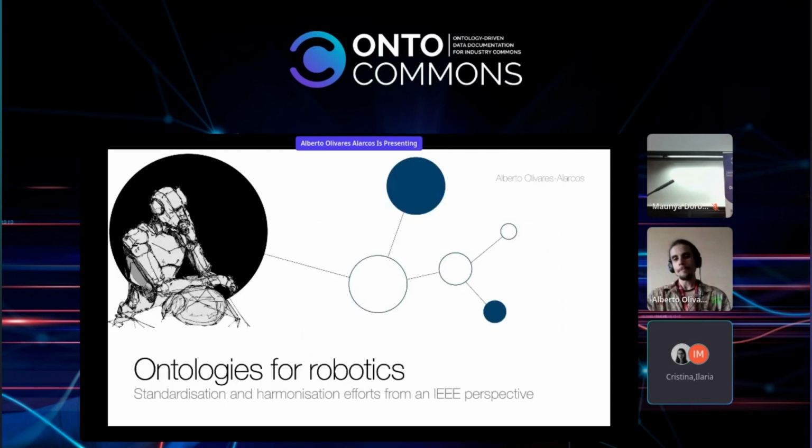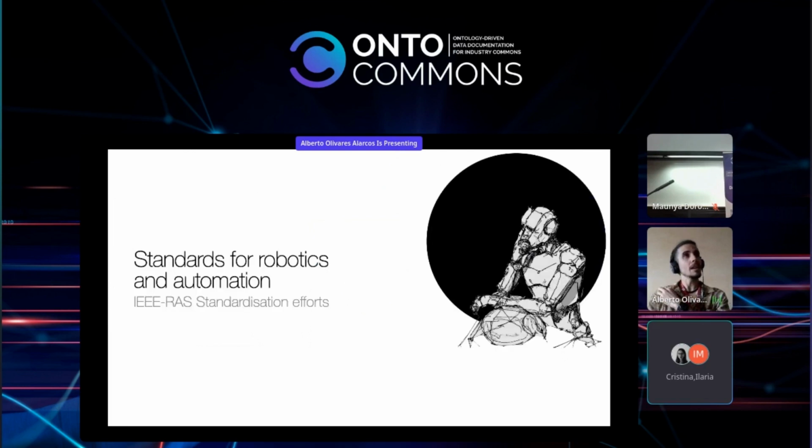So as I said, I'm going to talk about ontologies for robotics and some efforts that have been done at the IEEE. And specifically, I don't know if you know, but IEEE is organized or divided into different societies. So everything that I'm going to say today belongs to the Robotics and Automation Society. IEEE has been doing standards from many years ago, but the Robotics and Automation Society started maybe 20 years ago or 15 years ago.